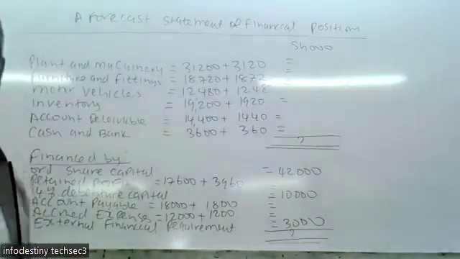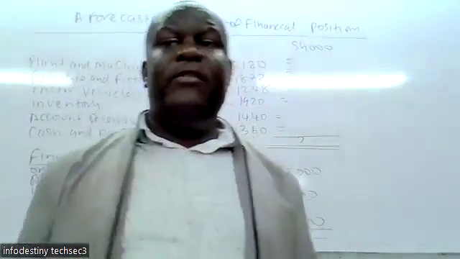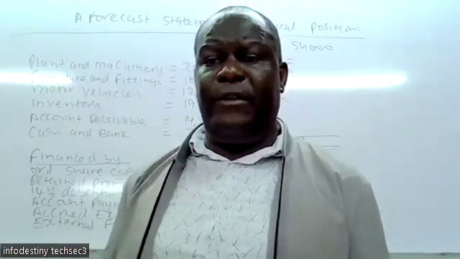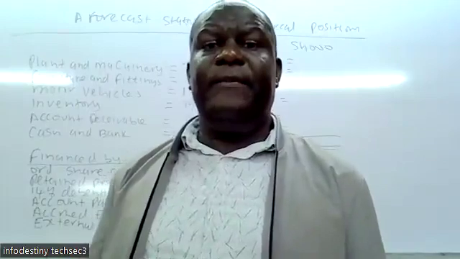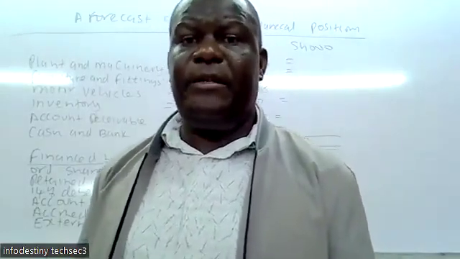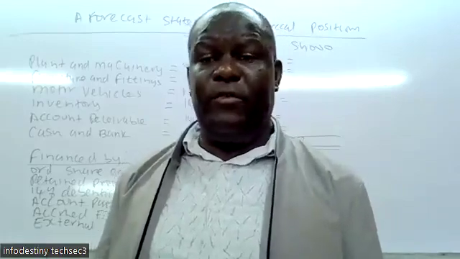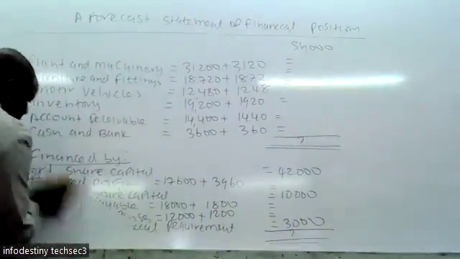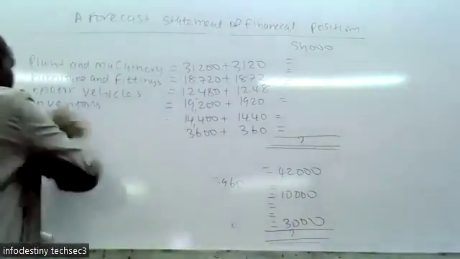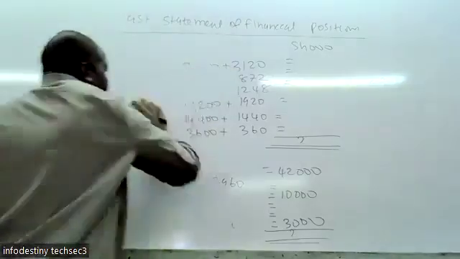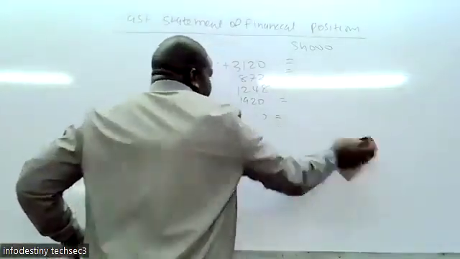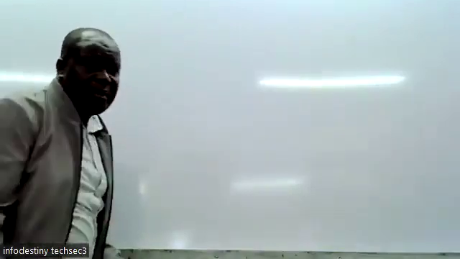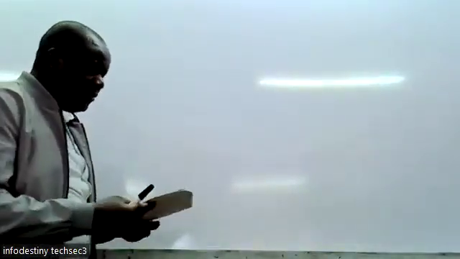The first one, I said, you identify the balance sheet items which will change when the sales change. We know there are four of them: fixed assets, current liabilities, and what? Retained earnings. So we start from that point. We express those balance sheet items which will change when the sales change.